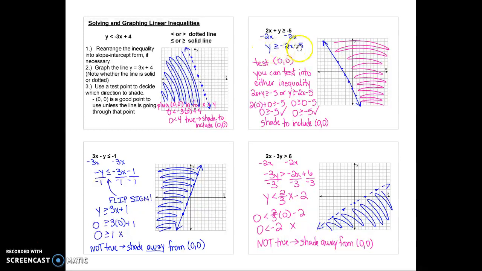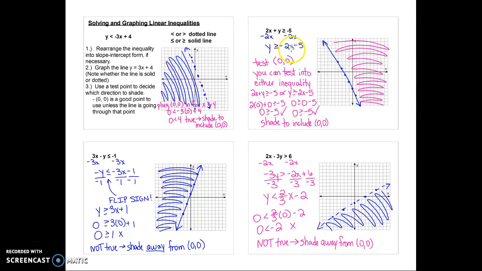Now this is in slope-intercept form. Now I have my y by itself, and everything else, my x term and my constant term, are all on the right-hand side. So we start by graphing. Remember, y-intercept is at -5. So on my y-axis, I drop down to -5 and plot my first point. Then from there, we use our slope. Well, our slope is a -2.